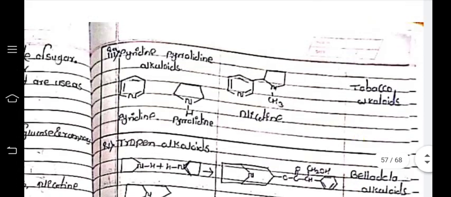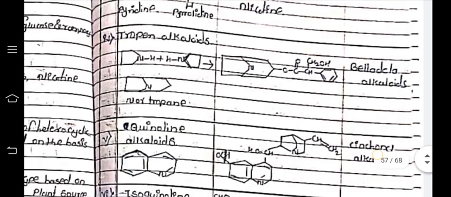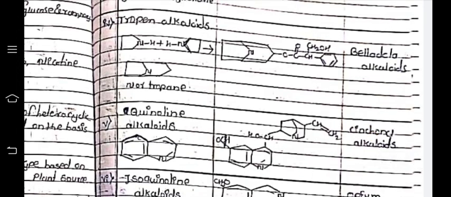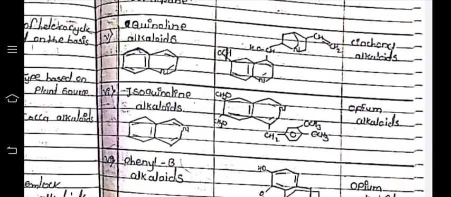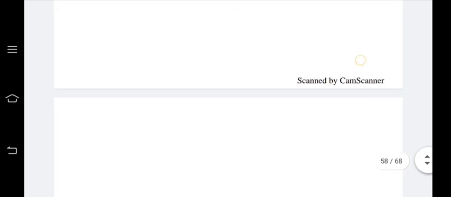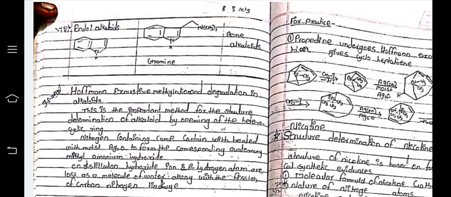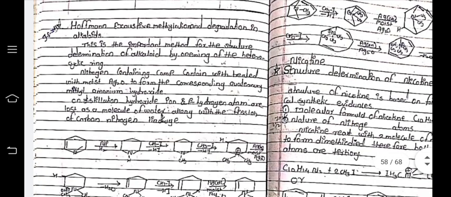Pyrrolidine alkaloids, for example nicotine, tobacco alkaloids; tropane alkaloids, belladonna alkaloids; nortropane alkaloids; quinoline alkaloids; isoquinoline alkaloids; opium alkaloids; phenanthrene alkaloids; morphine and opium alkaloids. So these are the classifications given. Indole alkaloids, steroidal alkaloids.